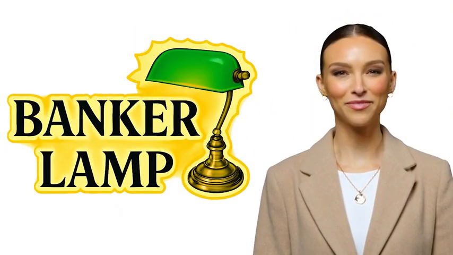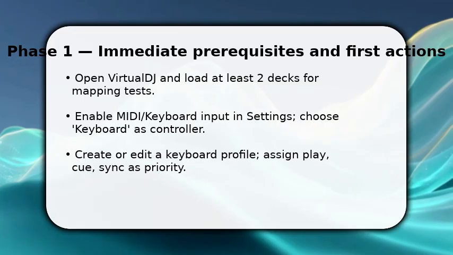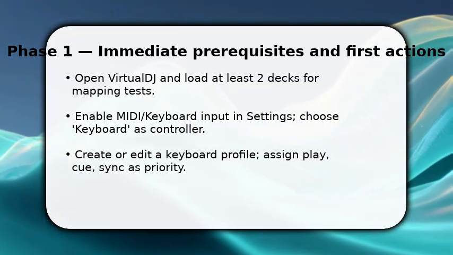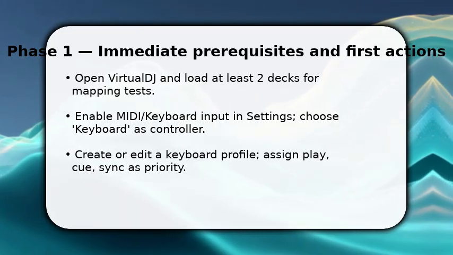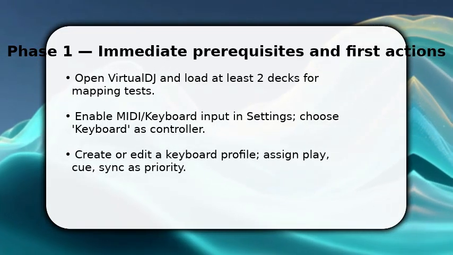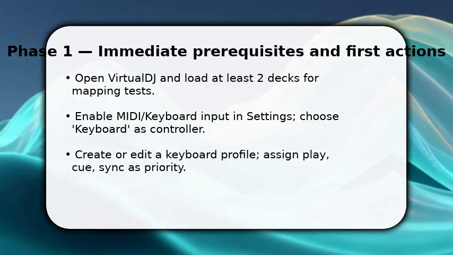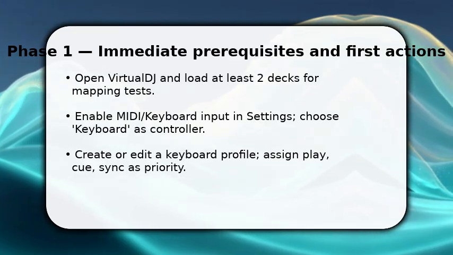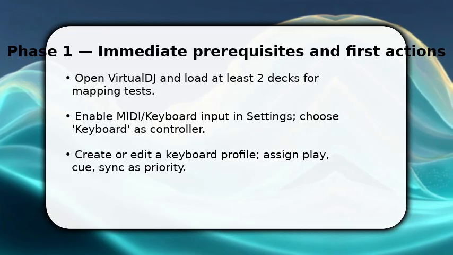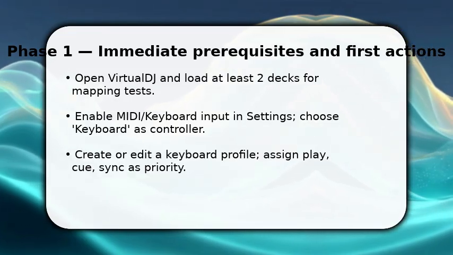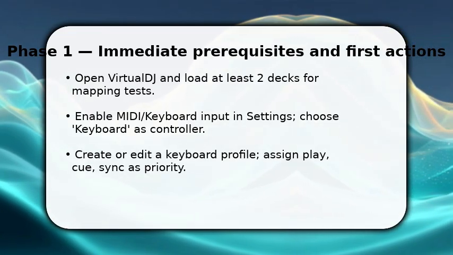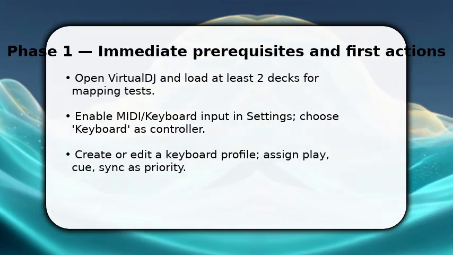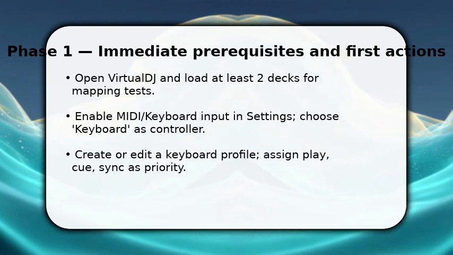Please enjoy the video. You start by enabling keyboard input in Virtual DJ and creating a simple profile because you want reliable, repeatable controls. First, open Settings and pick Keyboard under Controllers, then load two decks to test crossfader and deck switching. Map essential commands, play/pause, cue, sync, and assign numbers or letters that feel natural. Once done, save the profile with a clear name so you can revert. Make sure to test play and cue immediately to confirm your mappings respond without latency.